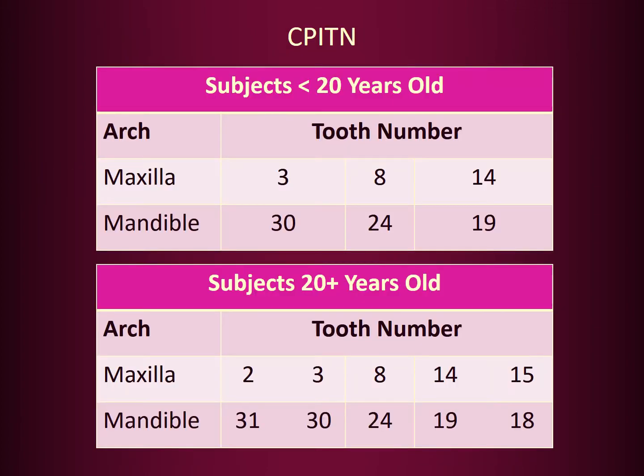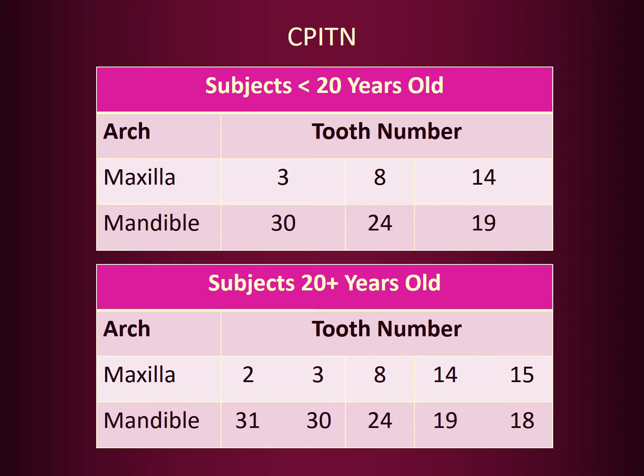Now, the CPITN is done slightly differently in different age groups. You can see on the top that these are subjects who are less than 20 years old. And you can see the teeth that are evaluated in the maxilla are tooth numbers 3, 8, and 14, and in the mandible 30, 24, and 19. Notice that the second molars are missing from younger subjects as opposed to older subjects. In the bottom, you can see that in the maxilla would be tooth numbers 2, 3, 8, 14, and 15. In the bottom, there would be 18, 19, 24, 30, and 31. And so these are the teeth that are evaluated within each sextant.